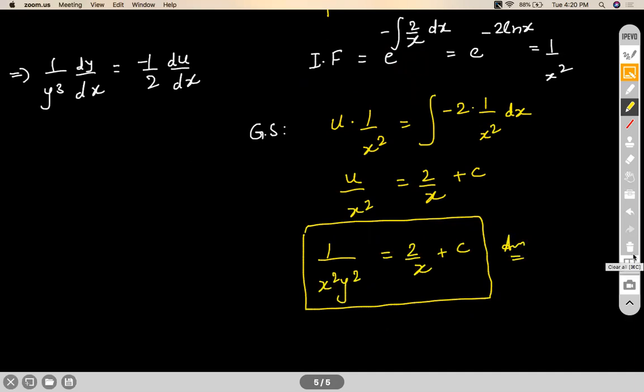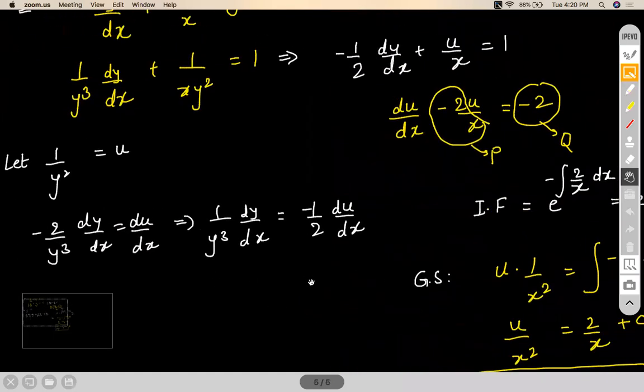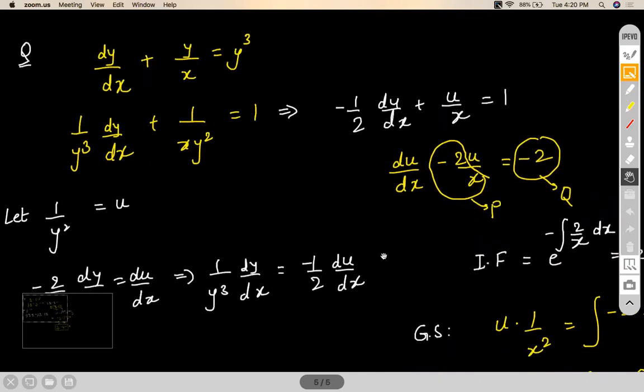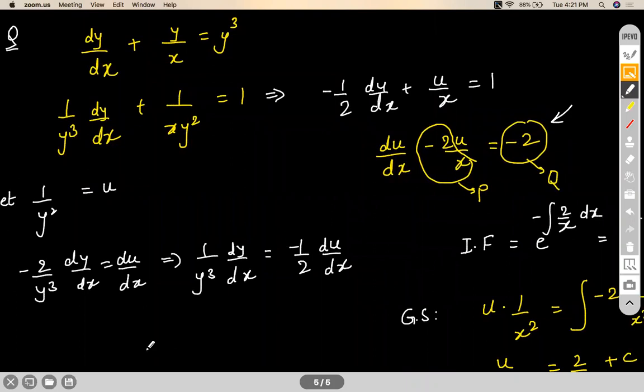Is that fine? Any questions, any concerns? Do let me know. Since this is an important type, we'll take a few more questions on this type. So this is an important type of reducible to linear differential equation form, the Bernoulli's form. So we'll take a few more questions on this. Anything that you would like to copy from here, please do so. I think the moment you reach this step, you should be able to manage on your own because it's a case of a simple linear differential equation.